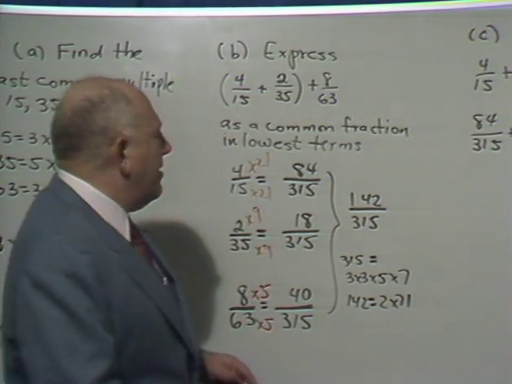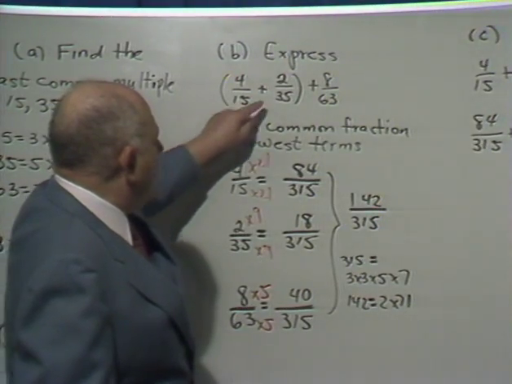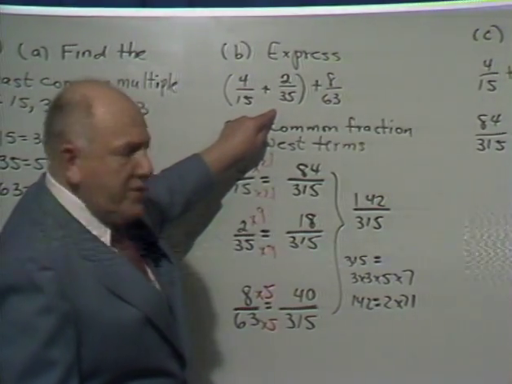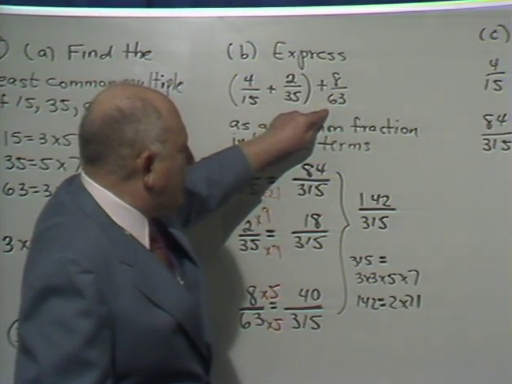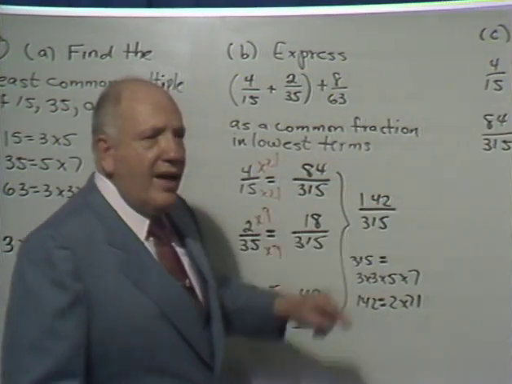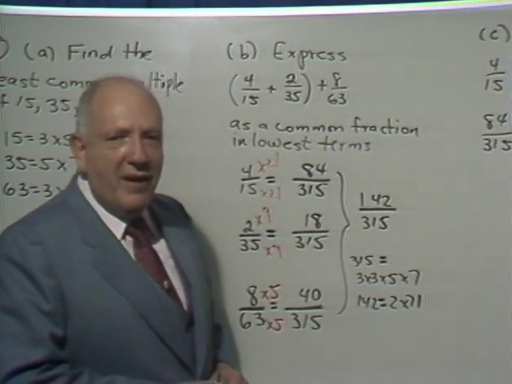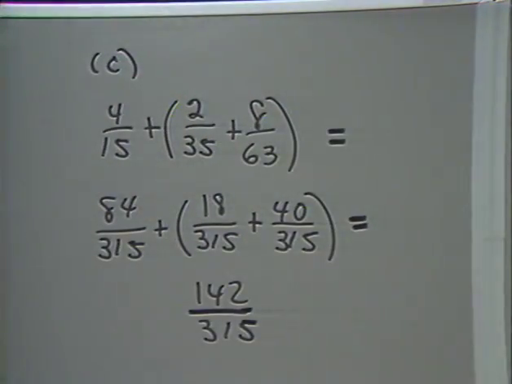Again, going back to a business example, if somebody pays 4/15 of your expenses and somebody else pays 2/35 of your expenses, and then you find a third person to pay 8/63 of your expenses, between the three of them they pay $142 out of every $315 that you spend. And by the way, part C is exactly the same problem, and I want you to see that.